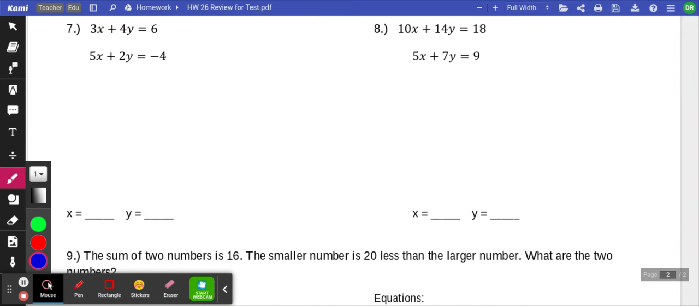For number 7, we see still a setup for elimination. The x's are lined up, the y's are lined up, the equal signs, and those constant values. But nothing cancels yet. So we compare. We have a 3 and a 5, so those aren't matching here. We have a 4 and a 2 in front of the y's. Those aren't quite matching yet either.